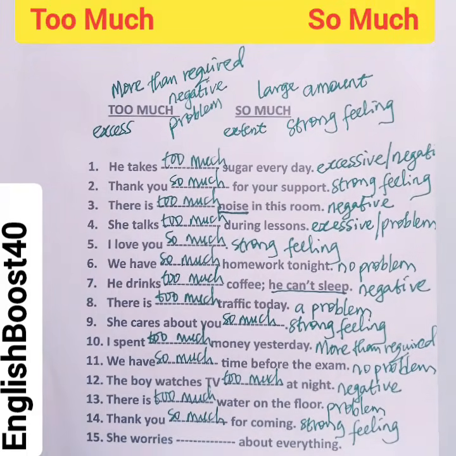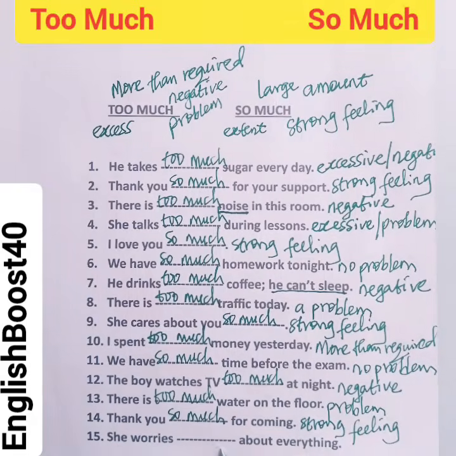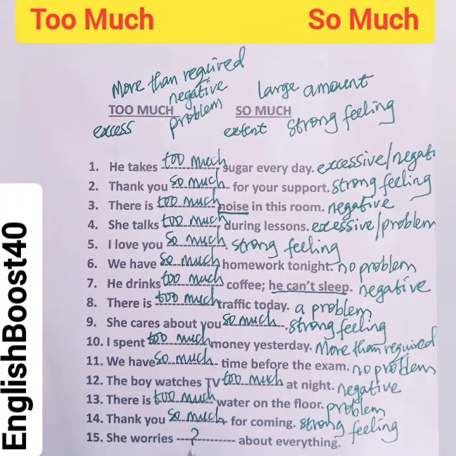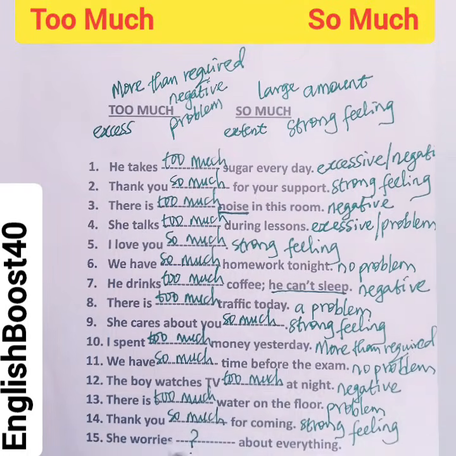The last one. She worries blank about everything. Should it be too much or so much?